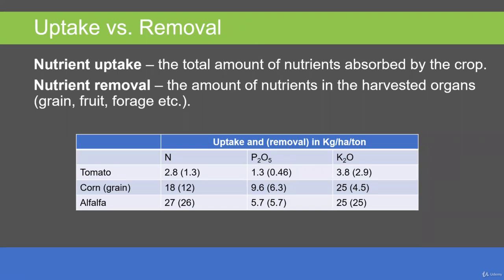Now, I noticed a lot of confusion growers have between uptake and removal. Nutrient uptake versus nutrient removal. So let's see what's the difference here. Nutrient uptake refers to the total amount of nutrients absorbed by the crop, while nutrient removal is the amount of nutrients in the harvested organs, in the grain, the fruit, the forage, etc. This means that the nutrient removal will always be less than the nutrient uptake.